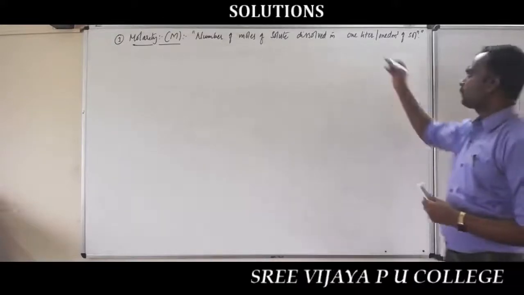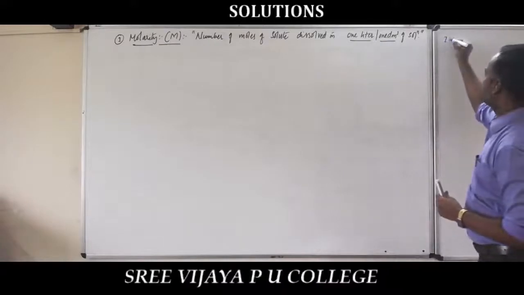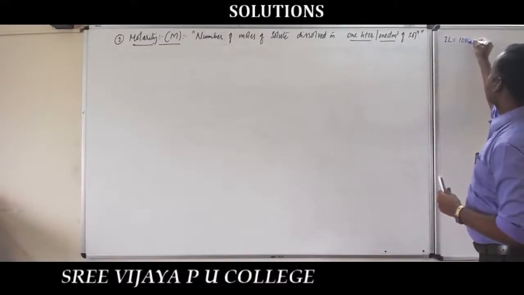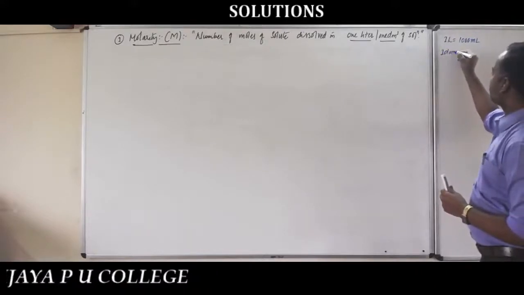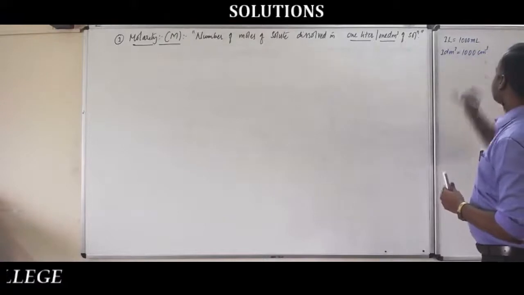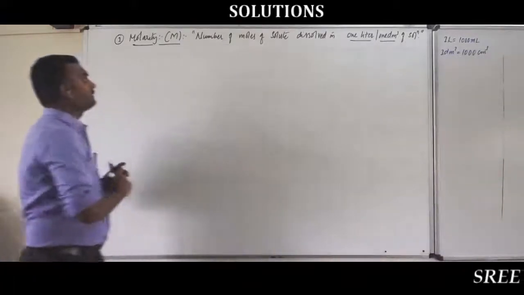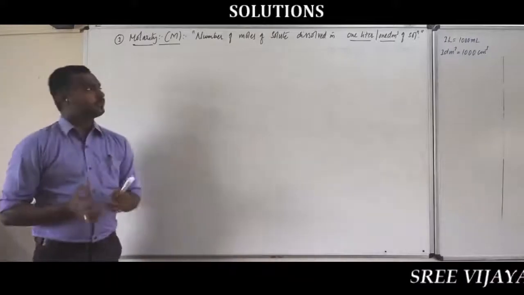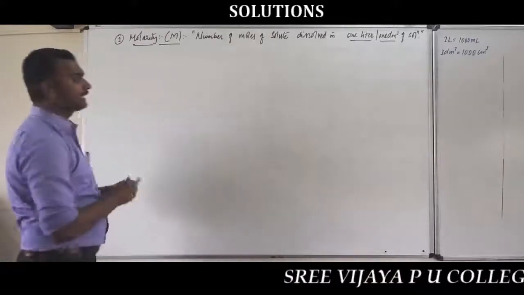Here the important term is 1 liter or 1 dm cube. 1 liter is nothing but 1000 ml, or 1 dm cube, decimeter cube, is equal to 1000 centimeter cube, that is cm cube. So know your conversions, they will be used in problems. So define molarity, capital M: the number of moles of solute dissolved in 1 liter or 1 dm cube of solution. Mathematically, how do we write it?